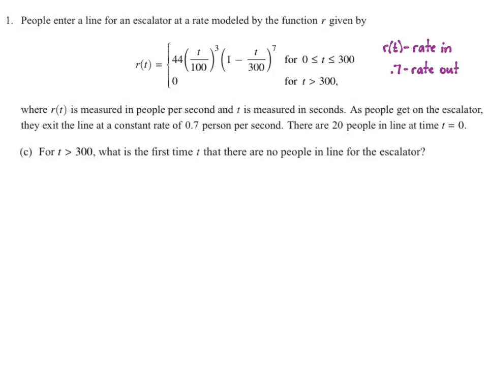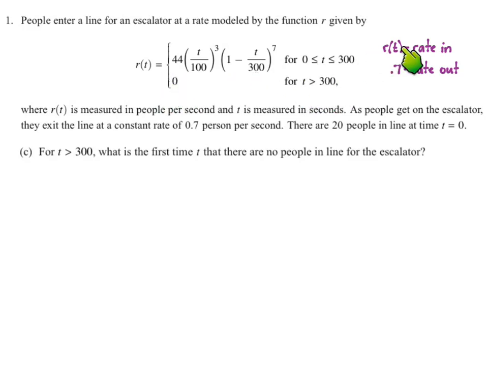For part C, it says for t greater than 300, what is the first time that there are no people in the line for the escalator? So the thing that I notice here is that this is saying for t greater than 300. Well, looking at the function r, we can see for the interval t greater than 300 that r is 0.